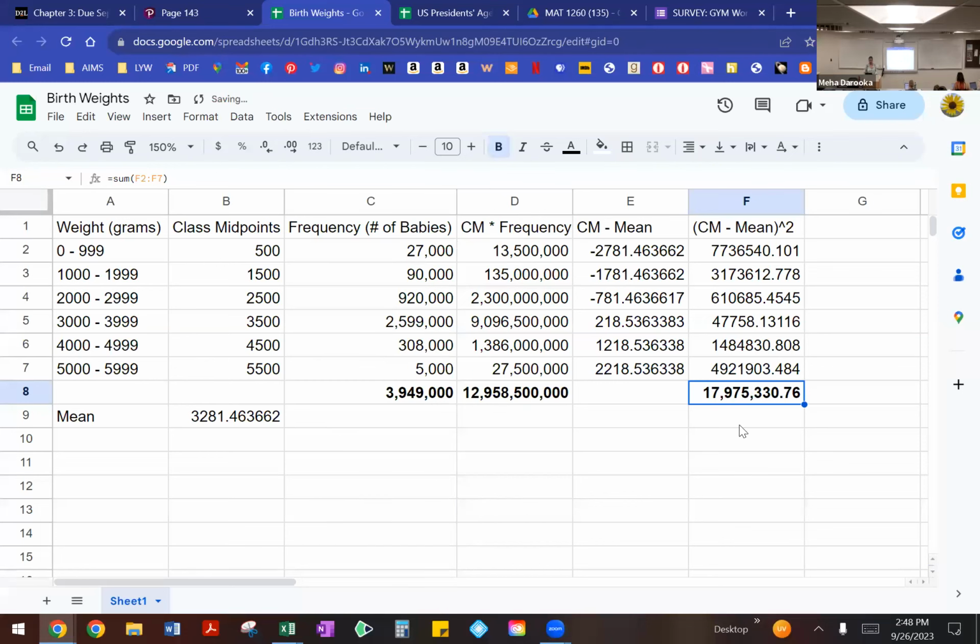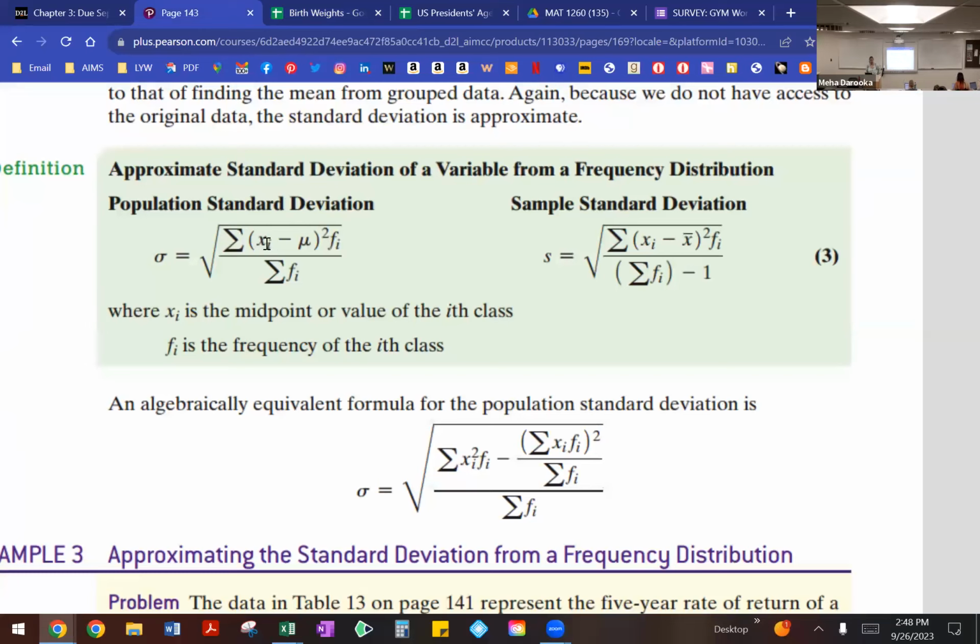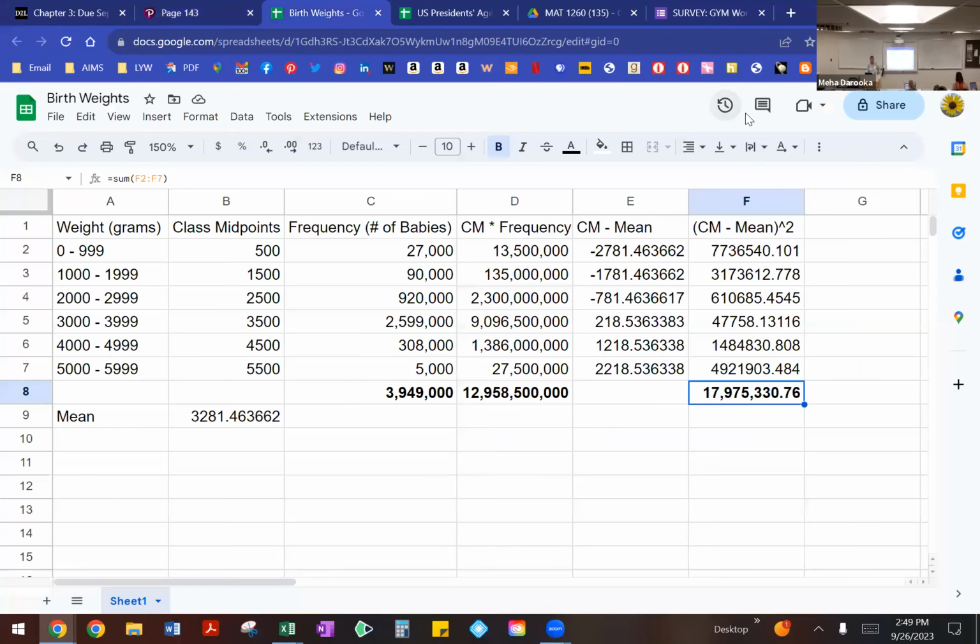You can see that total comes out to be 17,975,330.76. All right. So at this point, we have done the subtraction of the class midpoint minus the mean. We have done the square. Now, the next step we need to do is actually multiply by the frequency again for each of the columns. So now here, we're taking the square value and we're multiplying it with the frequency.